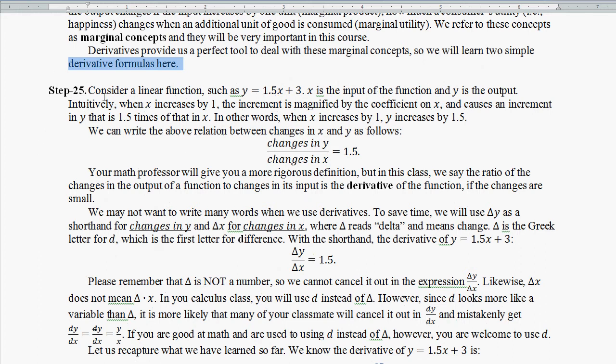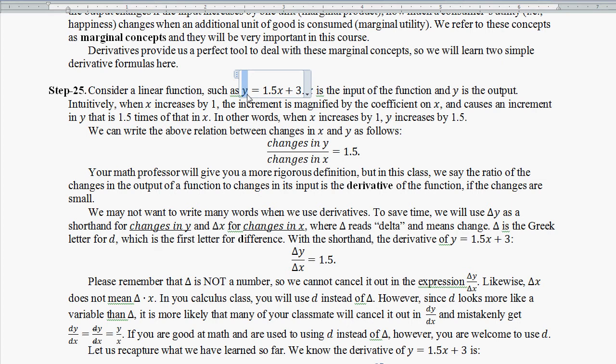Okay, so let's discuss the derivative formula for linear functions. What's a linear function? A linear function is a simple function like that. No quadratic terms, no fractions. We only see numbers and a variable. Okay, and that's a linear function. X here is the input of this function, and this entire thing, which is equal to y, is the output. And we call y the output variable.